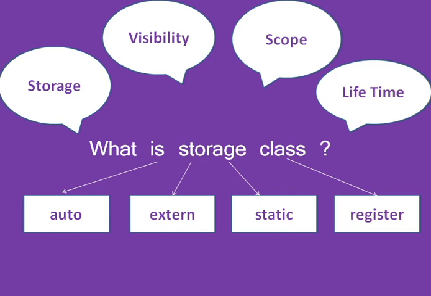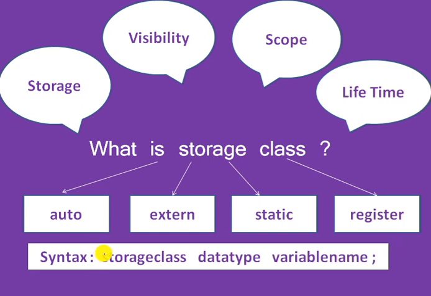And how can we tell the compiler we are going to use a particular storage class? Here the syntax is: storage class, data type, variable name. To declare a variable, generally we write the data type, like int x or float y. Before the data type you specify the storage class, either auto, extern, static or register. But this is not mandatory. Based on our requirement we can use the storage class. Next we will understand the storage classes one by one.